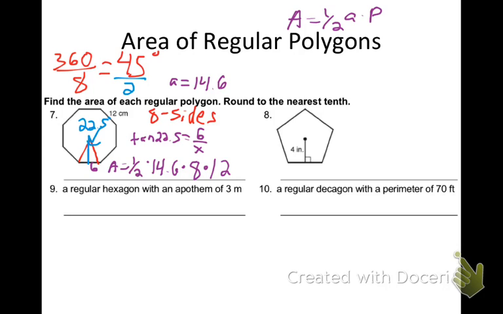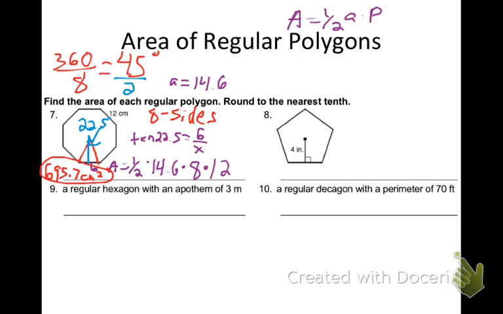My area is going to be approximately what, Max? 695.7 centimeters what? Centimeters squared. Whew. That's a good problem right there. And what's the toughest part? Finding that apothem using the tangent function.